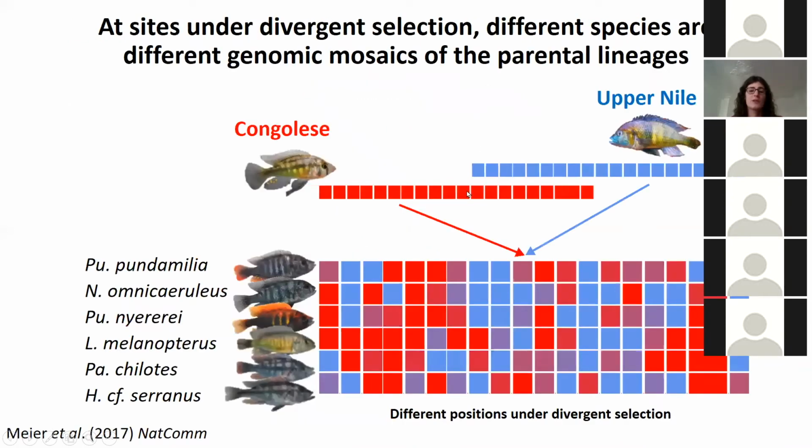And this is exactly what I found. So I found that at sites that are under divergent selection, some species, like for instance at this position, have fixed the Congolese allele, and other species have fixed the Upper Nile allele. And then when you look across the genome, each species is a different mosaic of the two ancestral lineages.